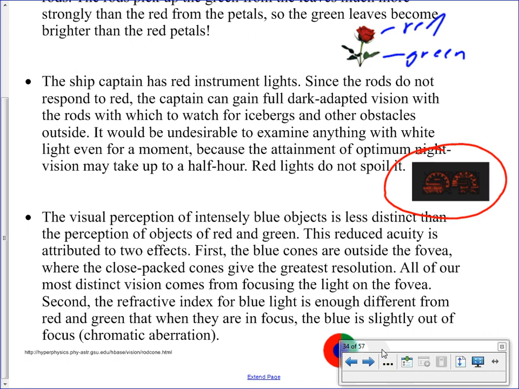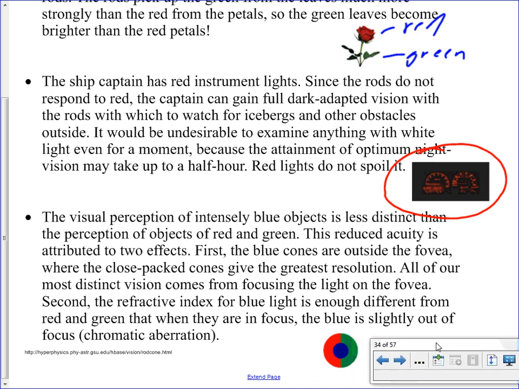And the last one here, the picture at the bottom, taking a look at the three different colors, the red and green around the outside, the blue toward the center.